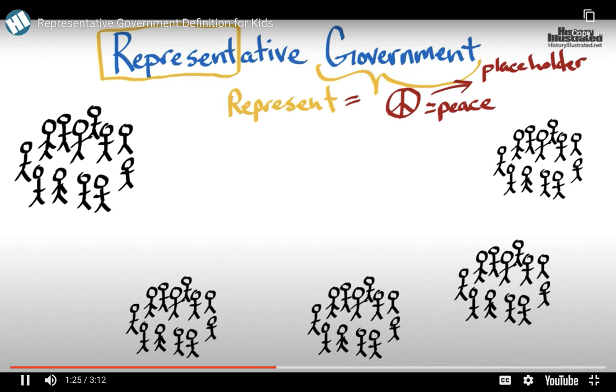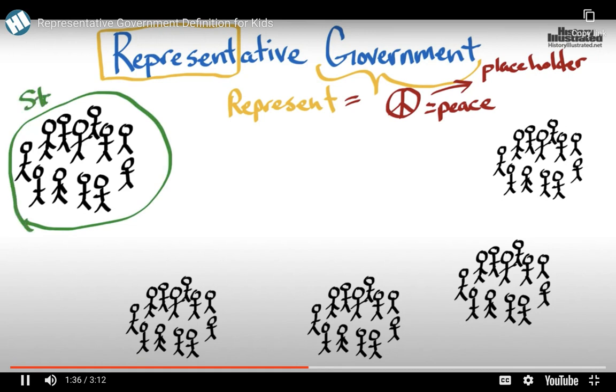This idea will help you out in understanding what representative government means. So let's take a look at this particular group of people here, this one here. Let's just say, for example, that this is a state somewhere inside the United States. It doesn't matter which one.